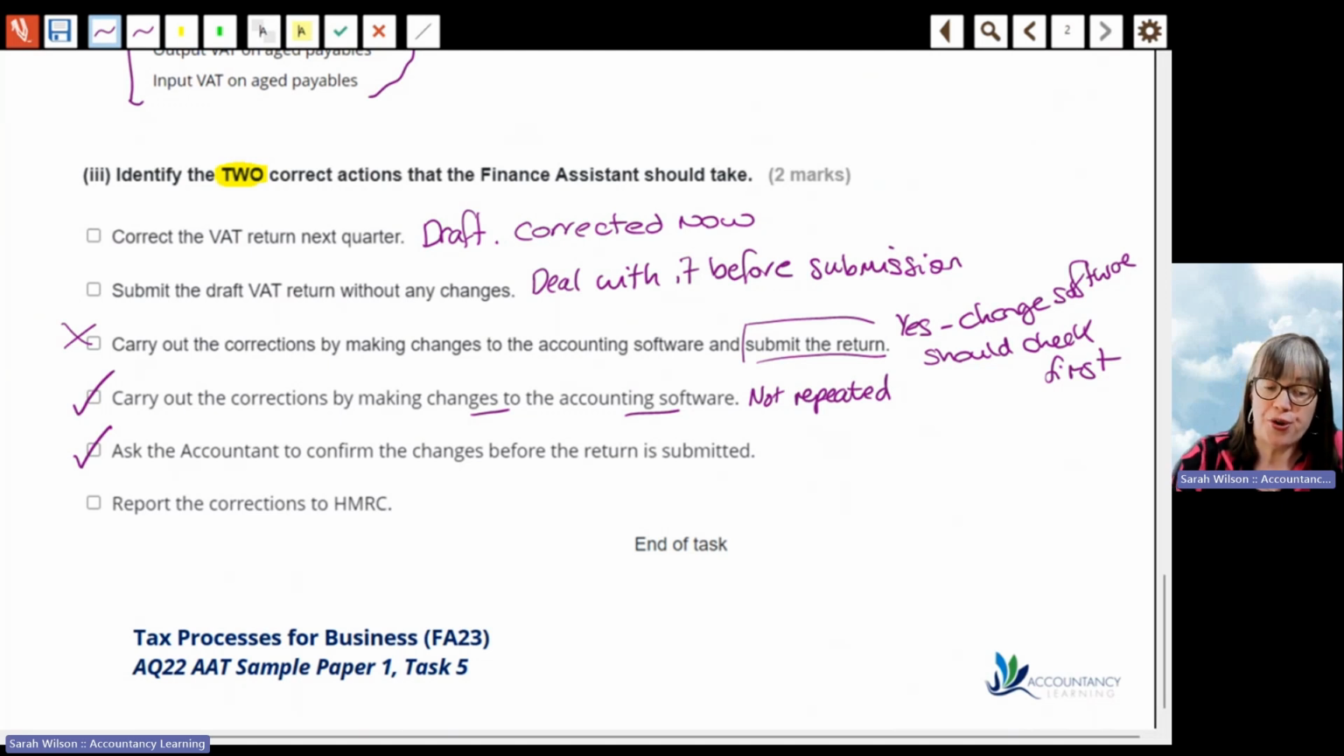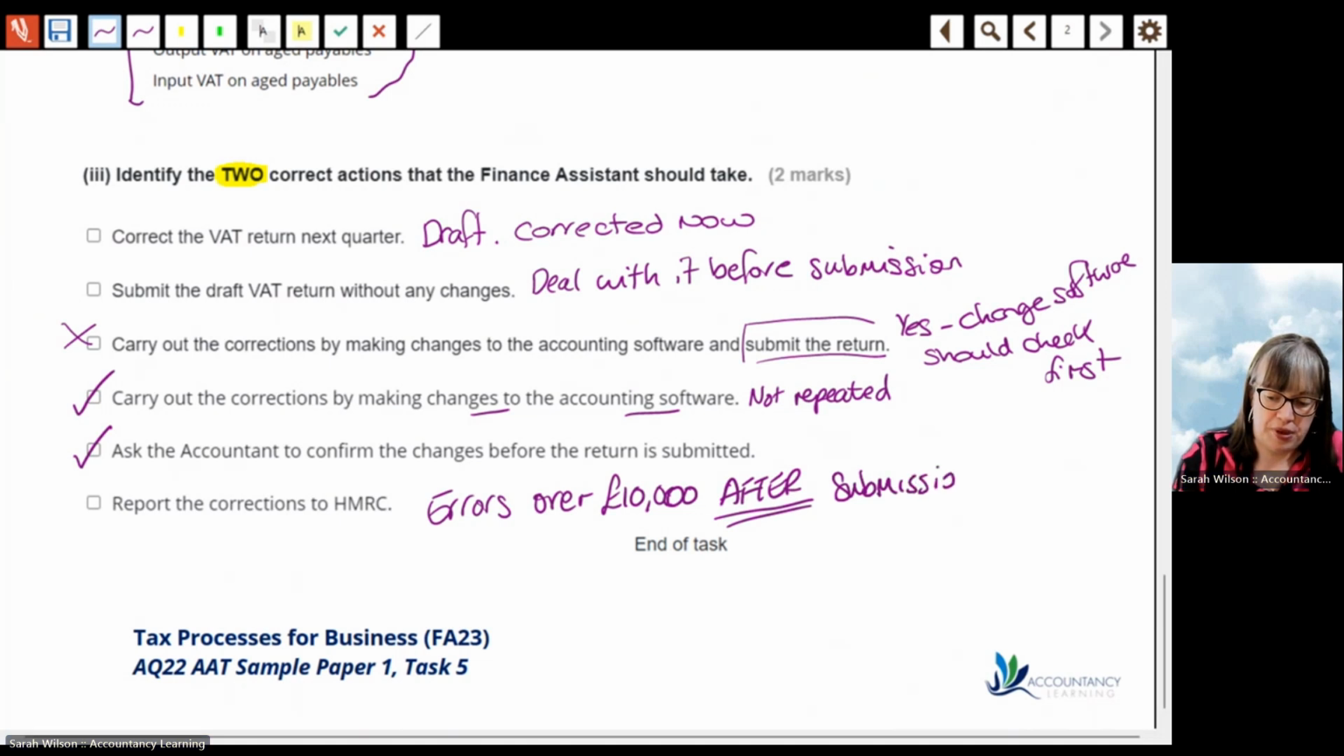Now we've identified our two correct actions, but just to cover off this last one here, report the corrections to HMRC. It's only errors over 10,000, but after submission. Because at the moment, HMRC isn't aware of it because it's a draft VAT return. So we don't need to report it to HMRC because we haven't submitted it to them. And that is then the end of task 5.